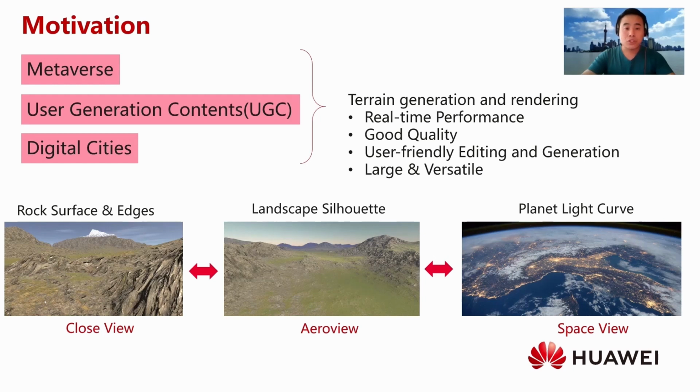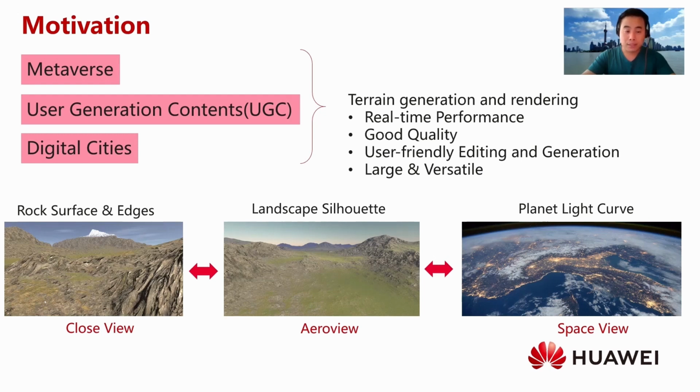What makes it more challenging is the scale of the freedom. Here I put three images. From the left is a terrain visualization from a close view. It is important for the users to see the rock on the slope shiny and bumpy when facing the light. They also need good, sharp edge detail.